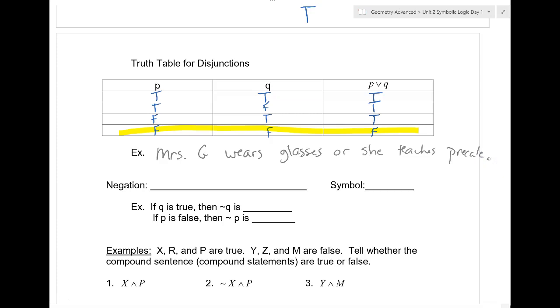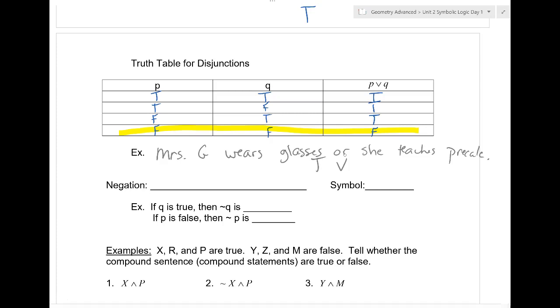Mrs. G wears glasses, or she teaches pre-calc. All right, guys, help me out. Do I wear glasses? Look at me. I don't have to, but I do. Okay, it's a little bit easier to see. All right. I know, vanity. So that's why I get funky glasses, because if I'm going to wear glasses, they're going to be cool looking.